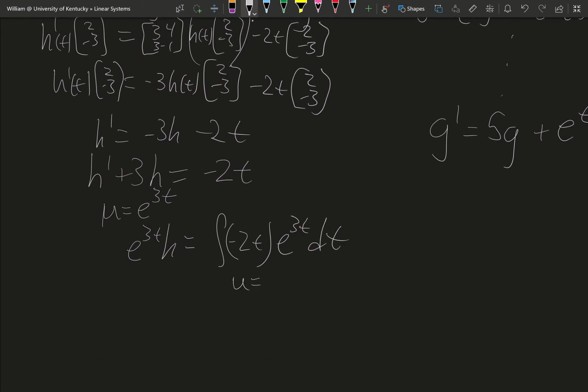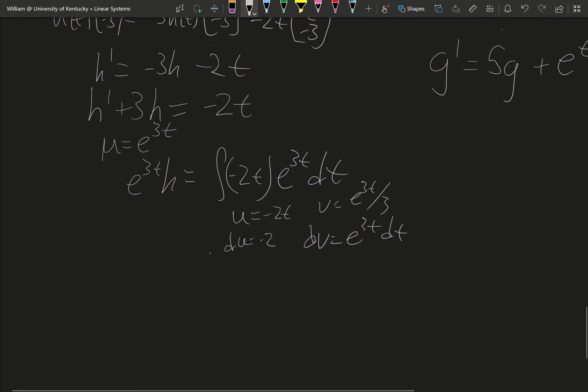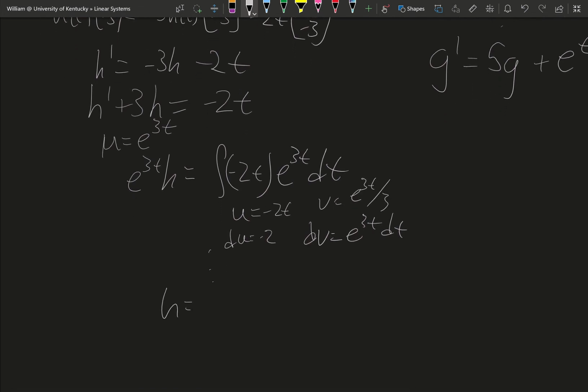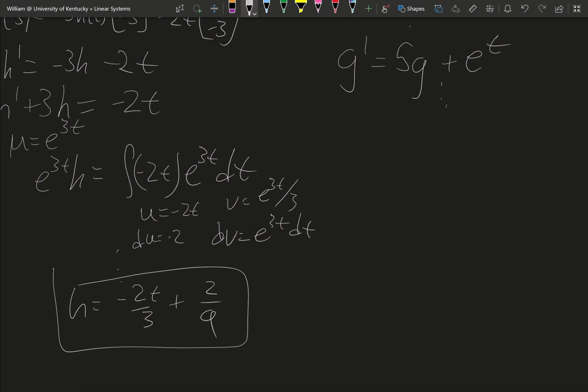We do an integration by parts here. And at the end of the day, we should get that h is equal to -2t over 3 plus 2/9. All right. Do something similar with g here, and we get that g is equal to -e to the t over 4.